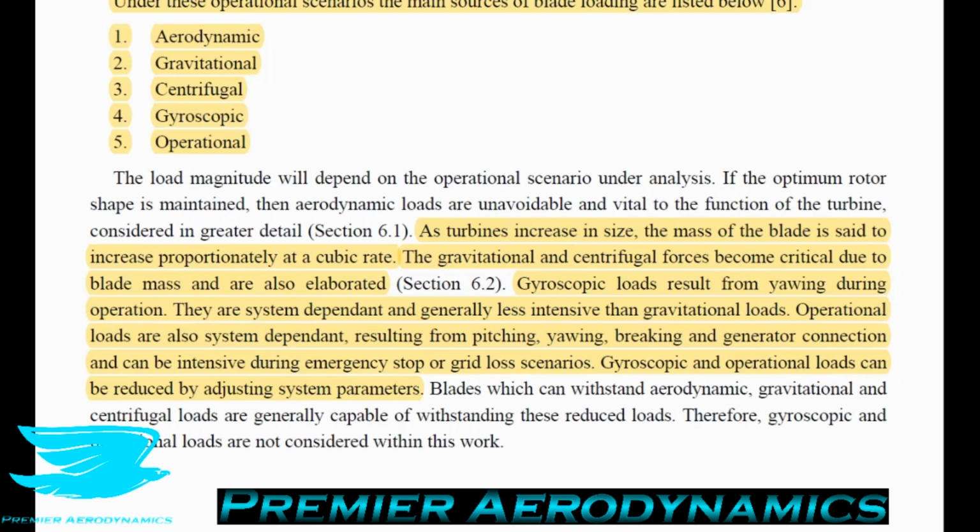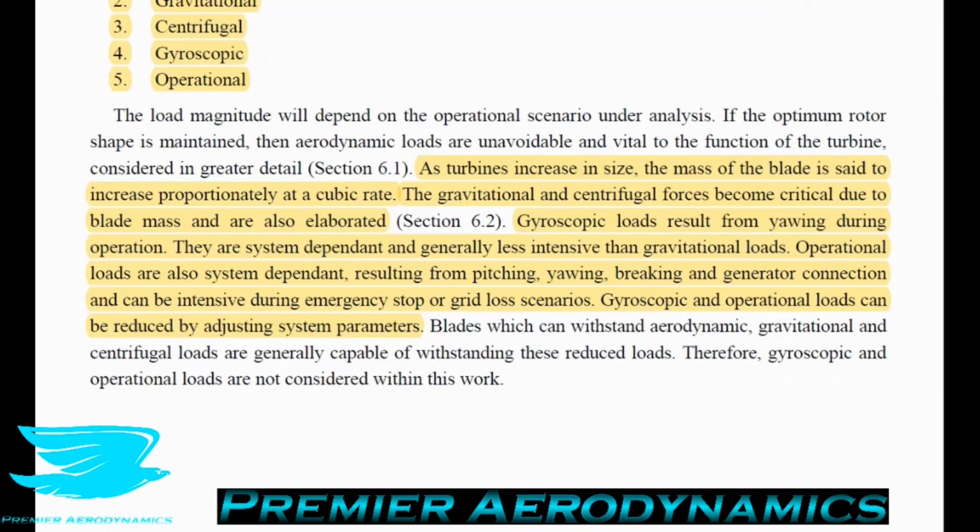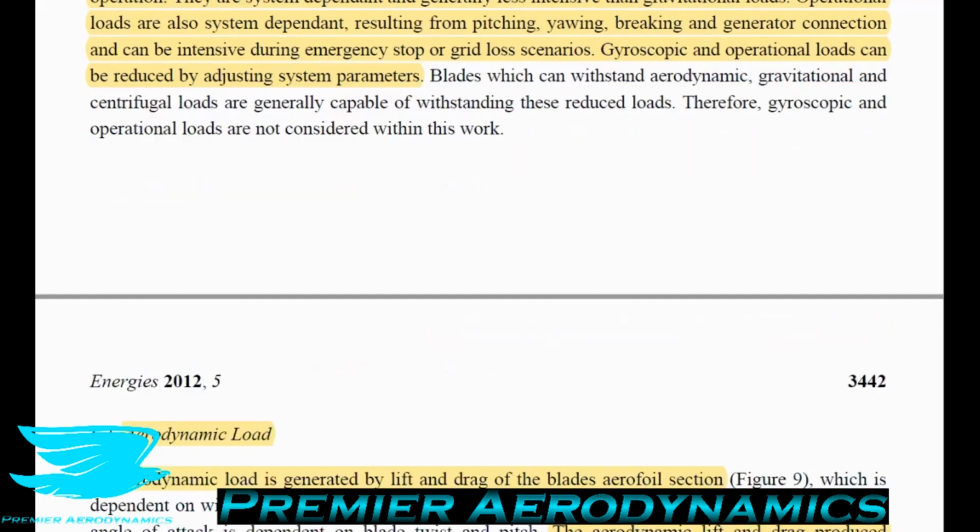They say the gravitational and centrifugal forces become critical due to the blade mass, and they elaborate on that. They say gyroscopic loads result from yawing during operation. They are system dependent and generally less intensive than gravitational loads. Operational loads are also system dependent, resulting from pitch, yawing, braking, and generator connection, and can be intensive during emergency stop or grid loss scenarios. Gyroscopic and operational loads can be reduced by adjusting system parameters.